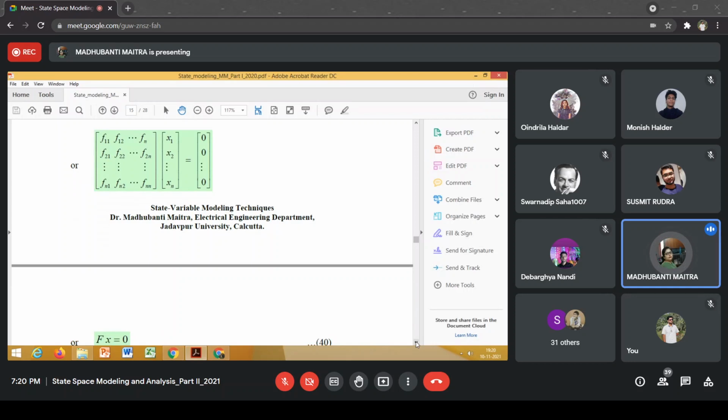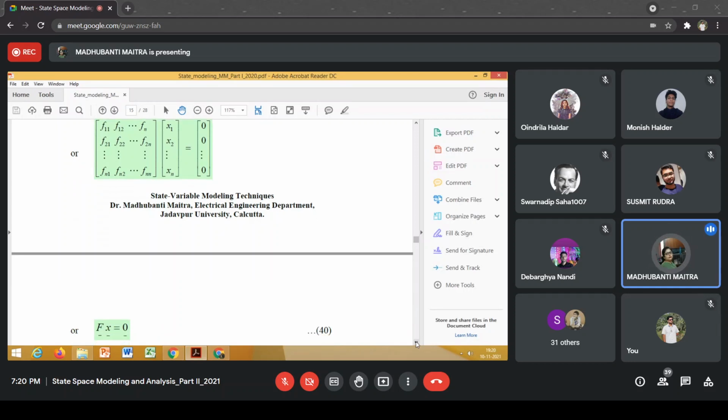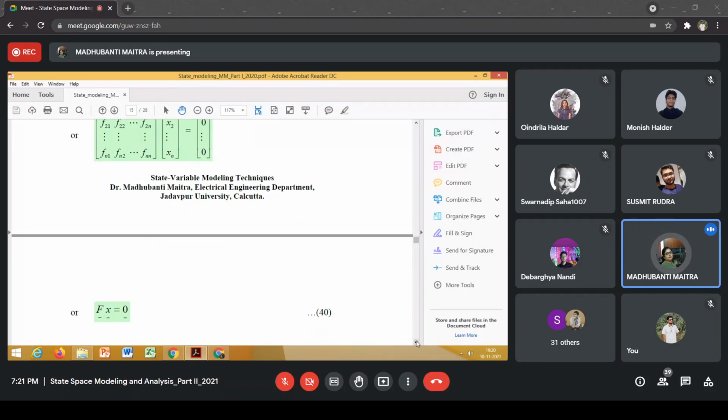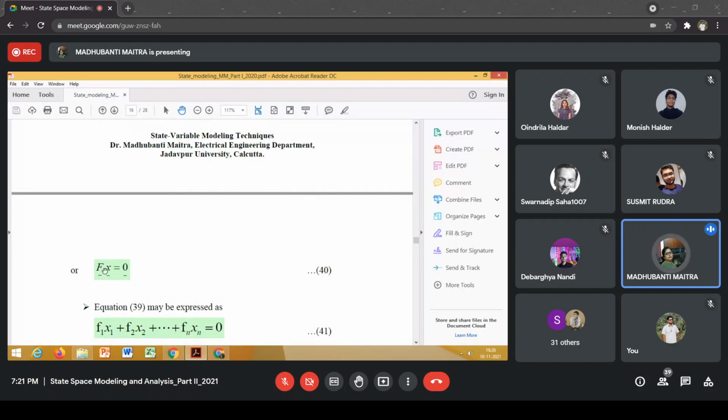So again, this equation can be written in a composite form as this matrix can be represented as capital F having a dimension n by n, and this column vector can be represented by x, and this column vector can be represented by 0 vector. So F into x bar, this is the matrix, this is the column vector x bar, is equal to 0 vector.